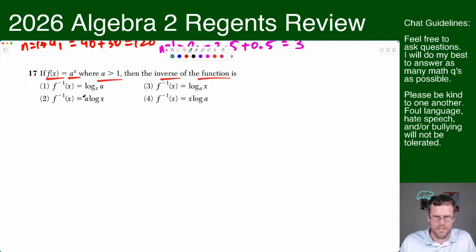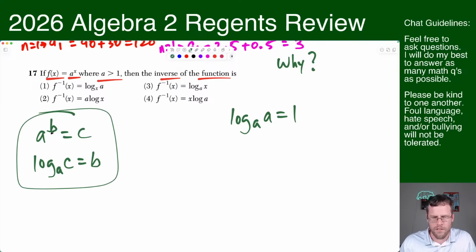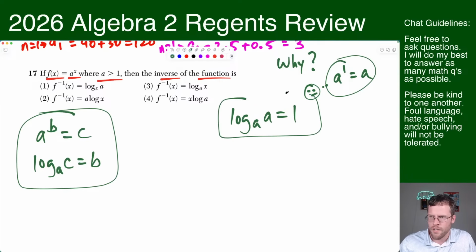But let's see. So this one, the properties that are good to know is log base a of a is equal to 1. So why is that true? Well, the definition of a log, when you have a to the b equals c, you could say log base a of c equals b. This is the fundamental definition of a log. So here, what I think of why that works is because I just say a to the first. It's base, power, and the result of that is a. So this is just a nice identity that we could use.